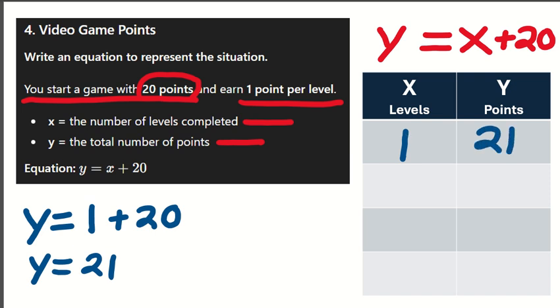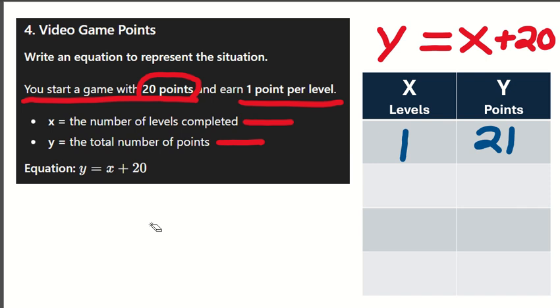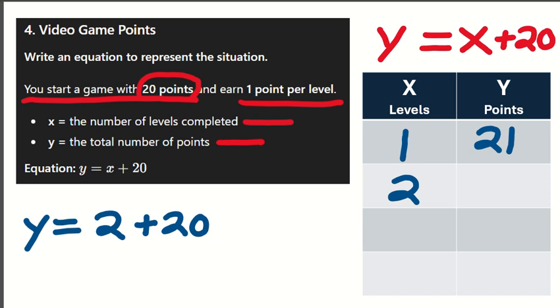All right, let's try another one. Let's say you make it all the way to level 2. The y equals the total number of points, which means you've made it to 2 levels, so you get those 2 points, plus the 20 points that you started out the game with. We know that 2 plus 20 is 22, which means you got 22 total points.